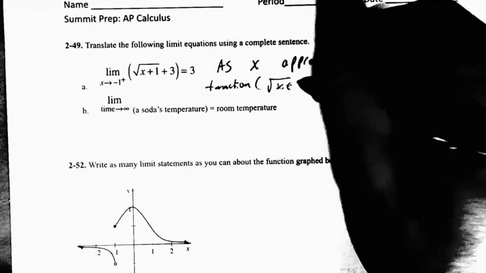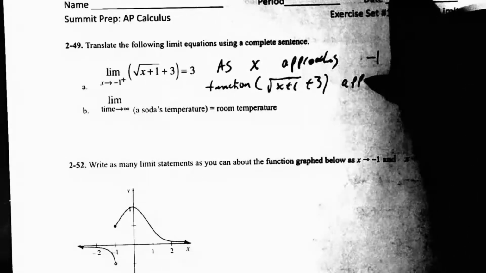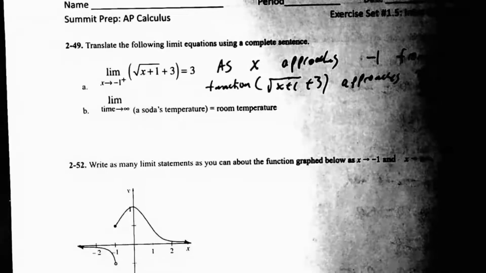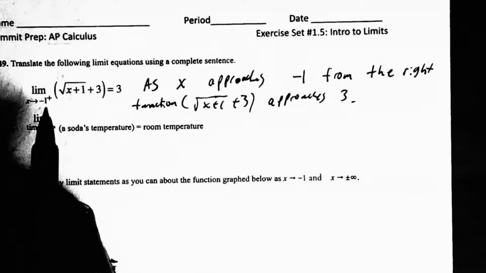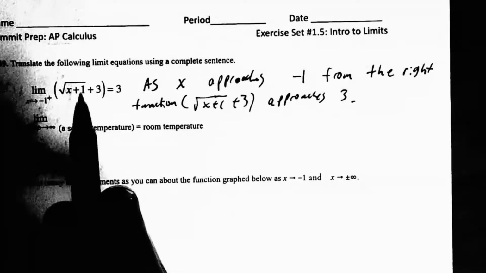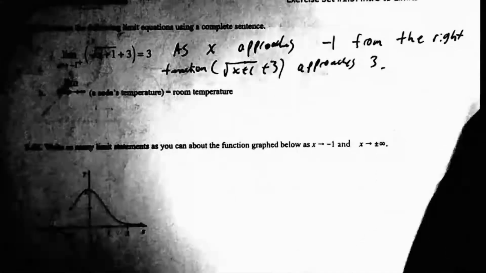And then you would say your function, which is the square root of x plus 1, plus 3, approaches 3. That's all it's saying. As x approaches -1 from the right, the function square root of x plus 1 plus 3 approaches 3. That's it.